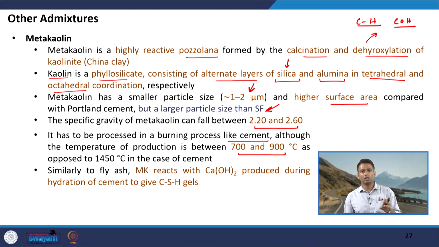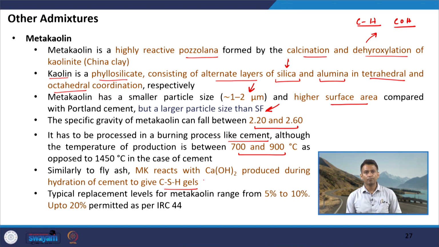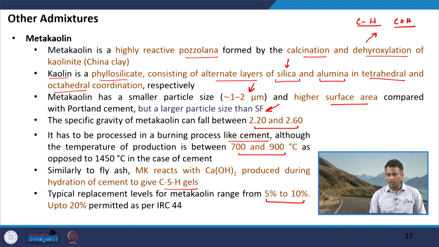Similarly to fly ash and also GGBFS, metakaolin reacts with calcium hydroxide, which we get during the hydration process of cement, and finally this reaction will yield cementing products in the form of CSH gels. The typical replacement level of metakaolin is somewhere between 5 to 10%. As per IRC 44, we can use up to 20% of metakaolin for the production of concrete.